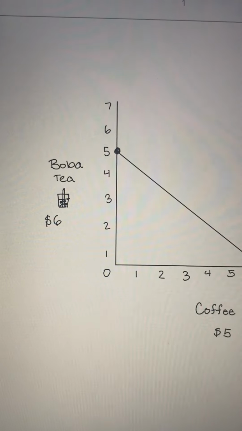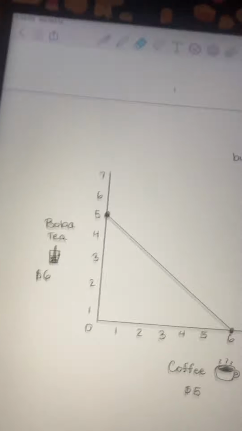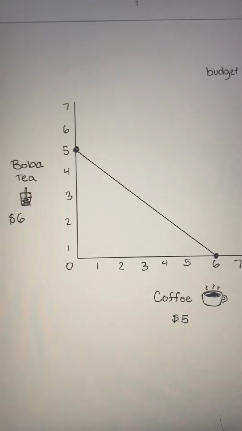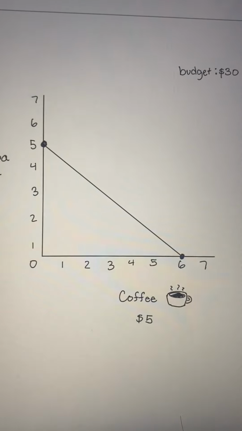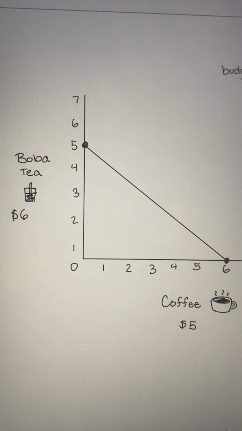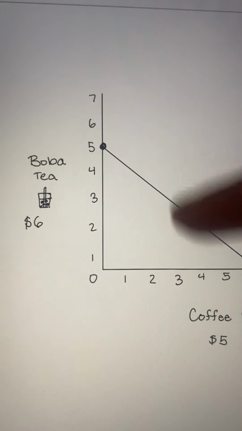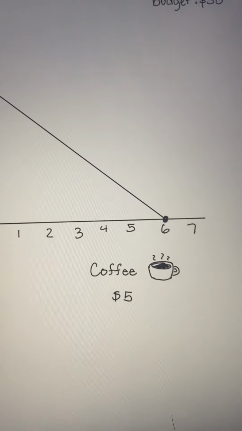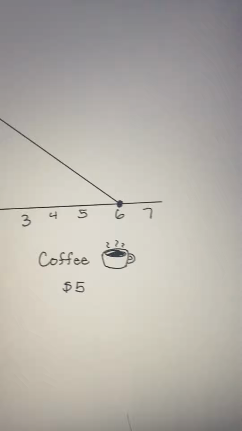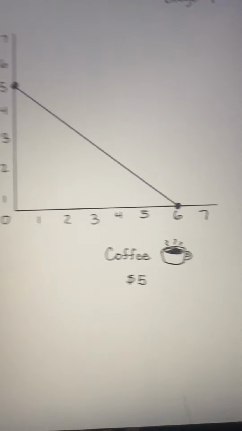So we can see that our boba tea would be 6 bucks and coffee would be 5. And as I said, we have our budget of 30 bucks, and in our budget constraint line, we can see that the amount of quantity of boba tea we can afford is 5. And meanwhile, for coffee, our minimum quantity would be 6.